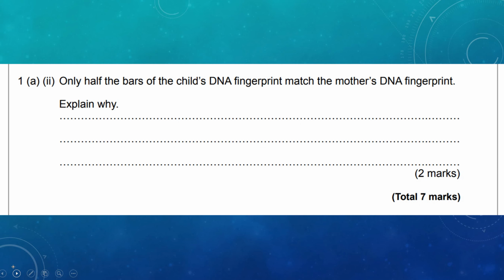Only half of the bars of the child's DNA fingerprint will match the mother's DNA fingerprint. Explain why. And this is worth two marks. So we're looking for two reasons why only half of the child's match the mother's DNA fingerprint. And it's out of a total of seven. So pause the video. Answers will follow.